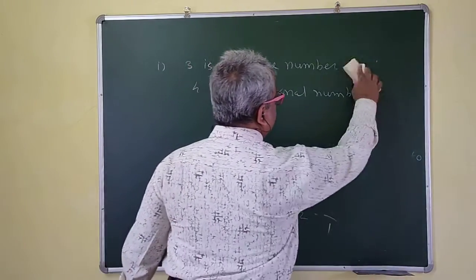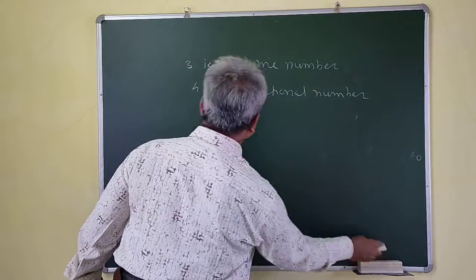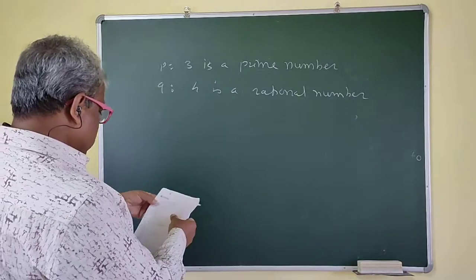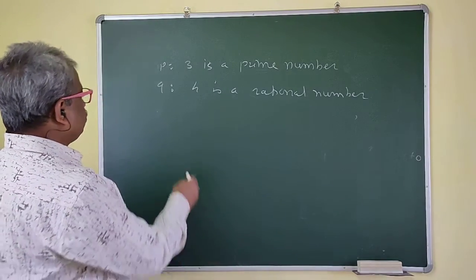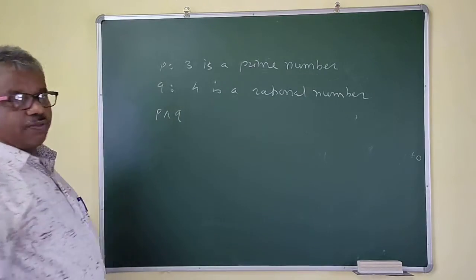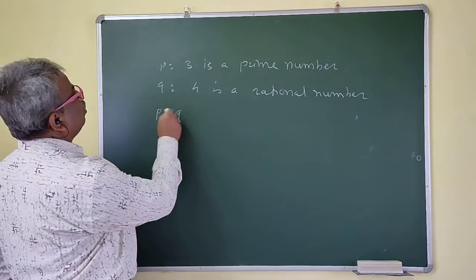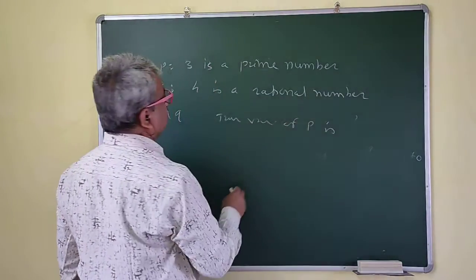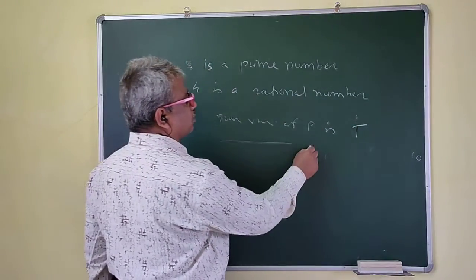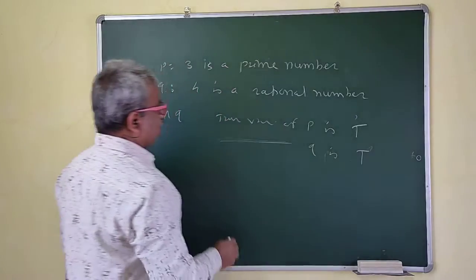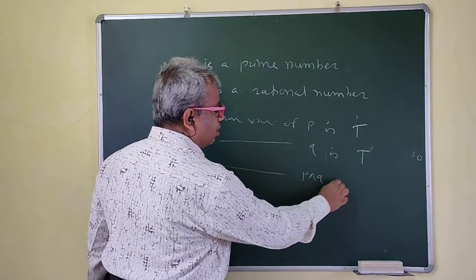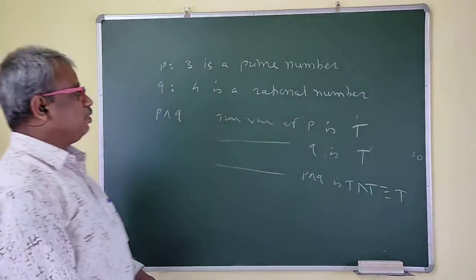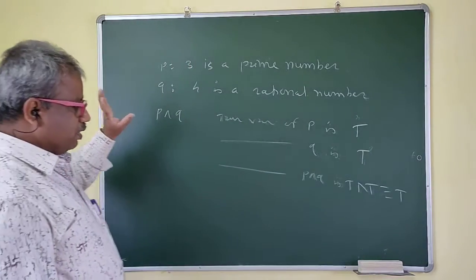So we write here that p is this and q is this. This is your symbolic representation. Then the truth value of p is T. The truth value of q is also T. So the truth value of p and q is T and T, which is equivalent to T. That means the truth value of this statement is true. The given statement is true.